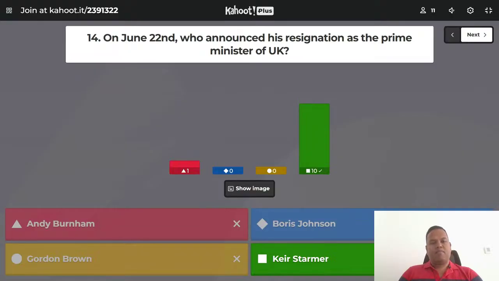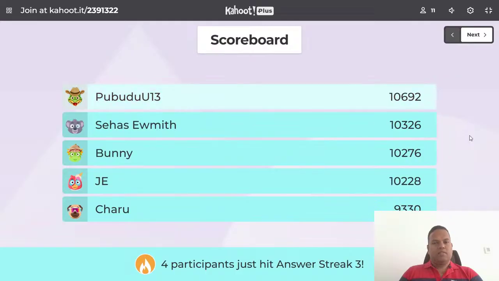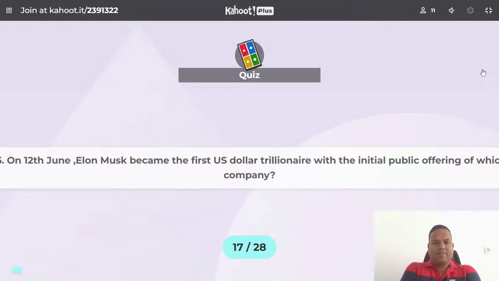And the person who stepped up to take the Prime Minister's role is Andy Burnham, but this gentleman is the current UK Prime Minister, Keir Starmer. No change in the top five. Okay, let's see the next question.